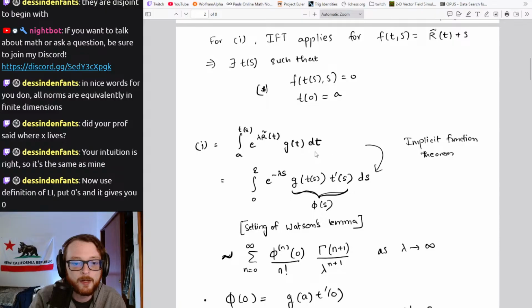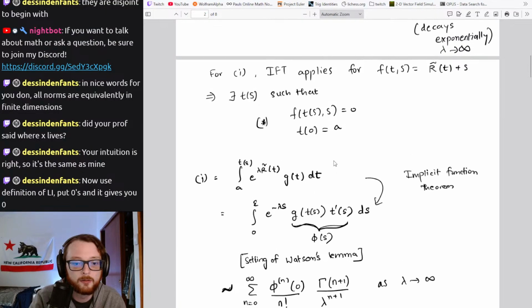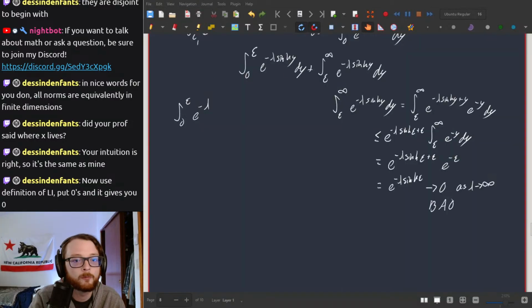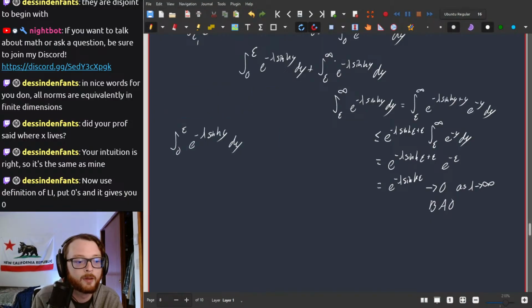We do a change of variables, right? Okay. That's what I was missing. So I want to make this sinh into just an S, because then I can use Watson's lemma. Sinh goes to cosh.